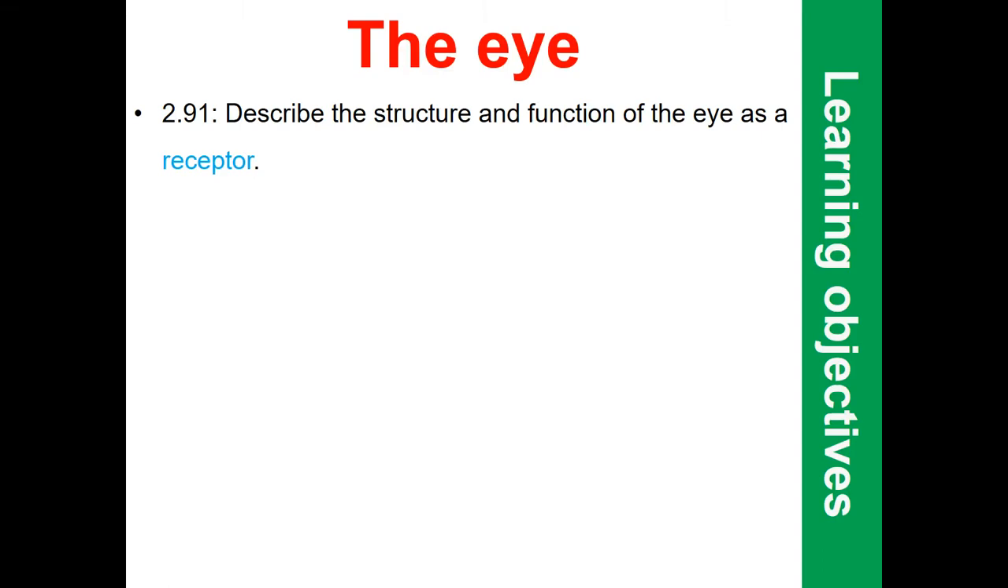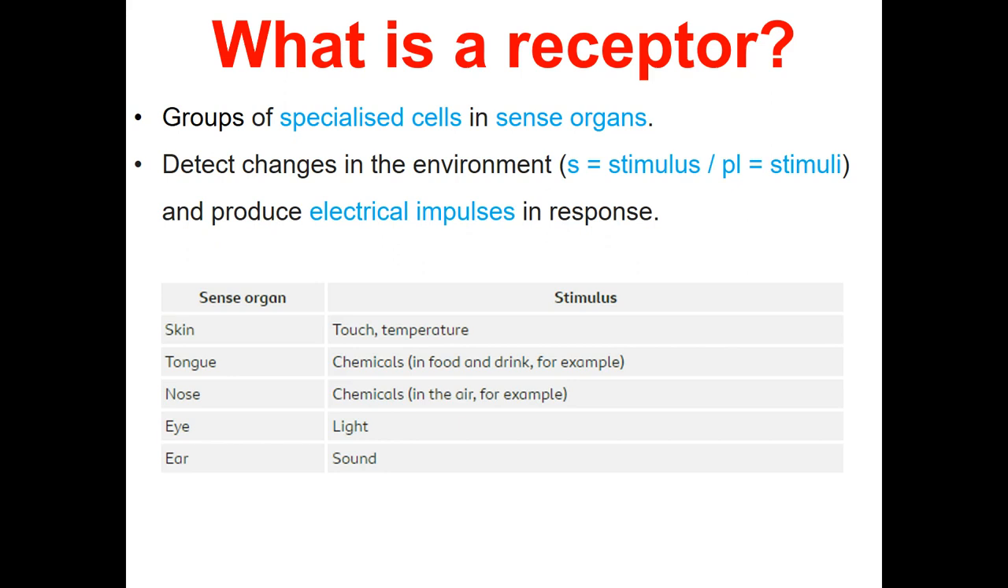The eye. 2.91. Describe the structure and function of the eye as a receptor. Let's start by reminding ourselves exactly what we mean by a receptor. Receptors are groups of specialized cells in sense organs. Receptors detect changes in the environment, called stimuli, and they produce electrical impulses in response.